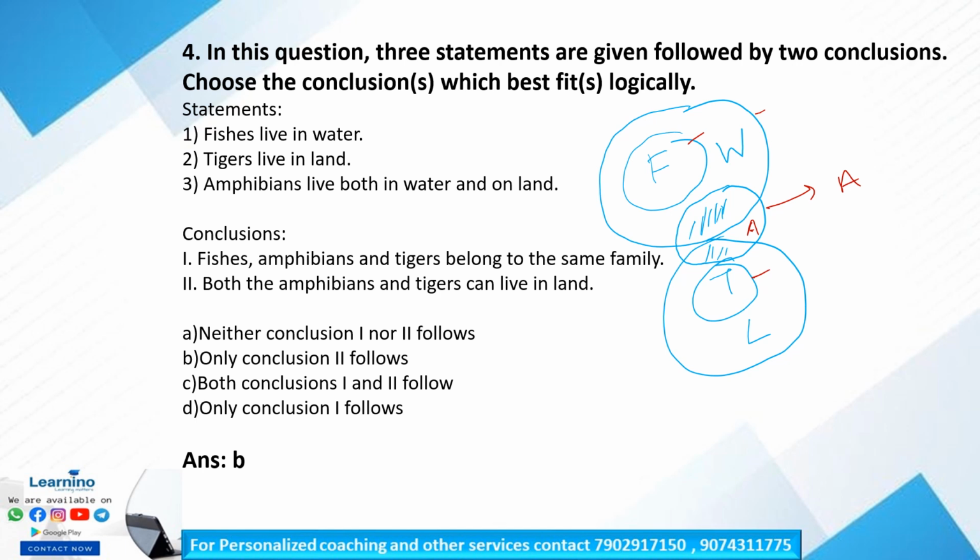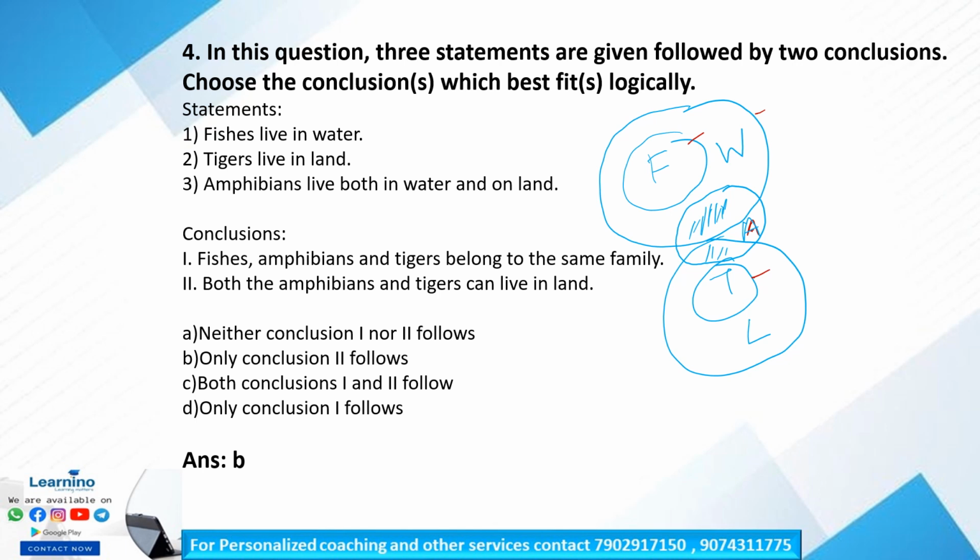Is it clear? So fishes live in water, so all fish are there in water. Then tigers live in land means all the tigers are living in land. Then amphibians live in both water and on land means amphibians live both in water and land. So the amphibians are contained in water and land. Part of the amphibians can be in water and part of the amphibians can live in land also. So let us move on to the conclusions.